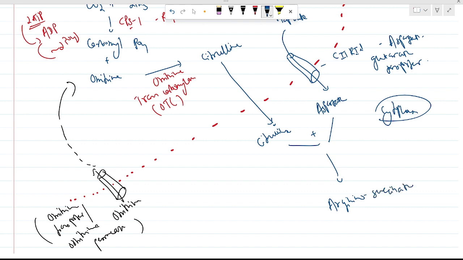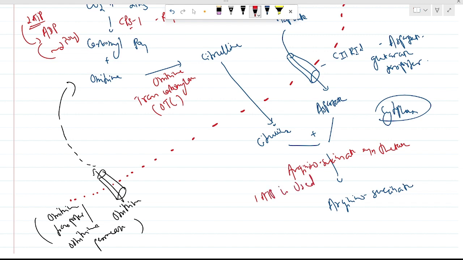Argininosuccinate, and the enzyme here is argininosuccinate synthetase. Okay, as it's a synthetase enzyme, 1 ATP is used.